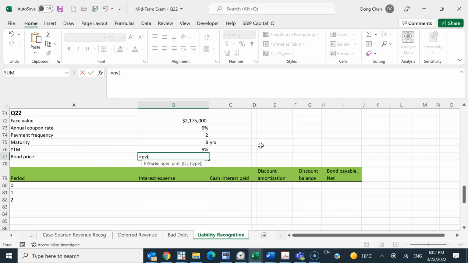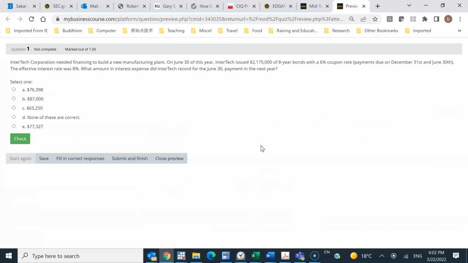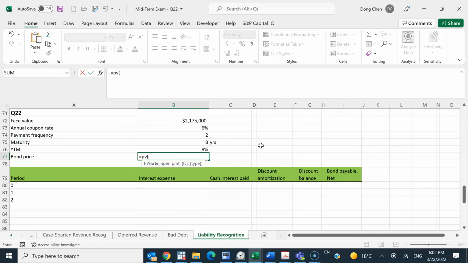Here it's actually given the date but not the year, right? Then we have to assume any arbitrary number for the years that can still work out the same solution. But here I'm just trying to use the PV function to get the price of the bond.